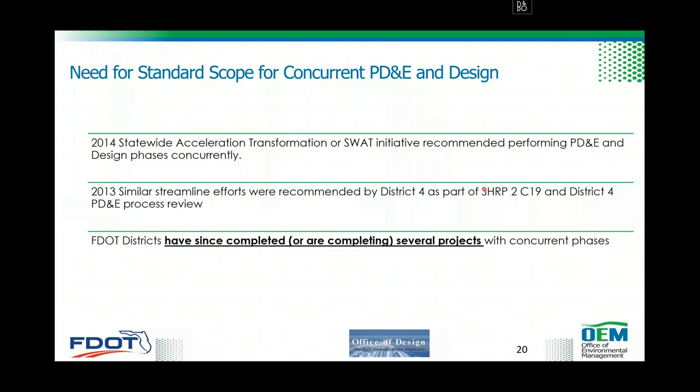So the need for standard scope of services for concurrent phases started in about 2014 through the Statewide Acceleration Transformation, or SWAT, initiative, where the department had contracted McKinsey to look at our processes and recommend ways we can do our projects more efficiently. One of the recommendations of the McKinsey study was performing PD&E and design phases concurrently. Similar efforts to streamline PD&E and design were recommended by District 4 as part of their SHARP 2 C19 grant, and also District 4 did a value engineering for PD&E process review and made similar recommendations.